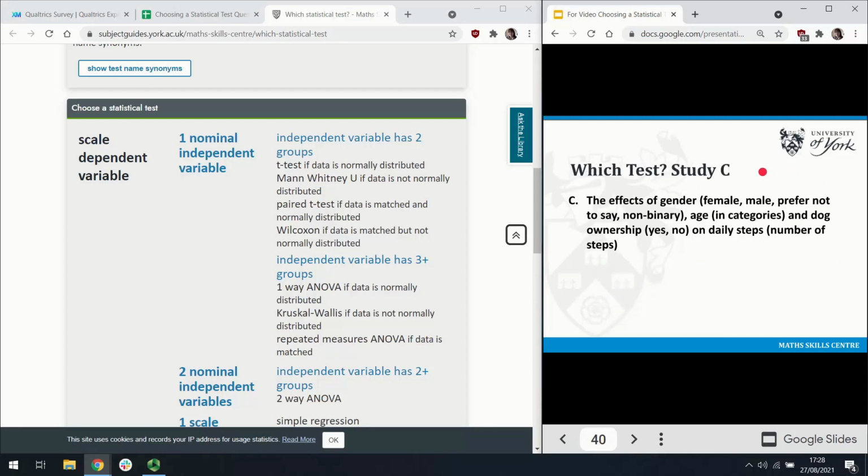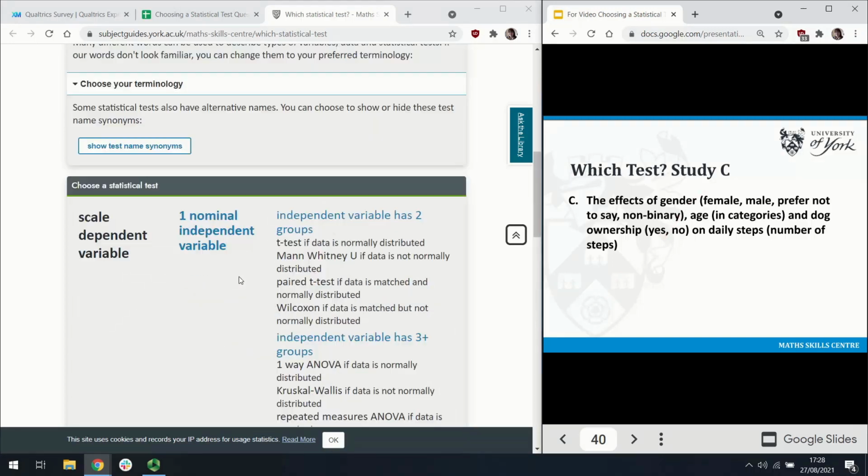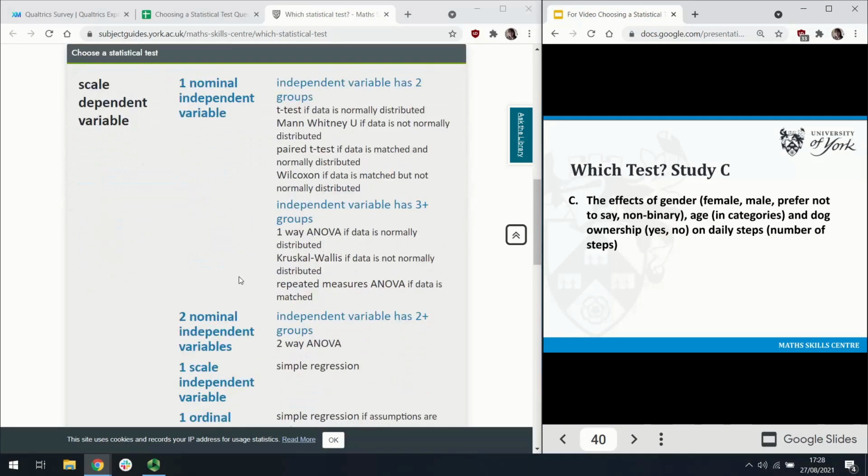So now I want you to think about all these different aspects of study C. You might have noted them down as you went along. If not, have a think about them now. Then use this stats chooser to come up with what stats test you think would work, and then we'll go over the answers. So you can pause the video here.